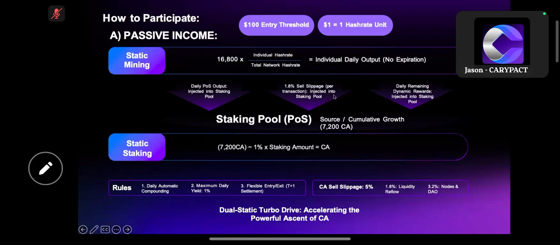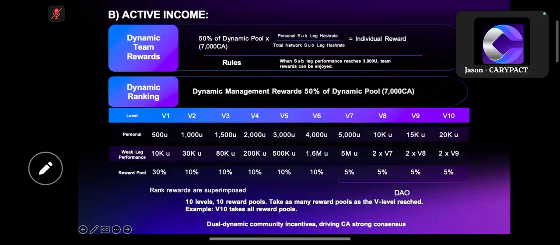Now, these are the two parts of earning a passive income when you join today. The first thing is the staking mining and also the staking pool. This is the two parts we will be earning. Now, let's go into the active income. We're coming to the marketing plan of the active income.